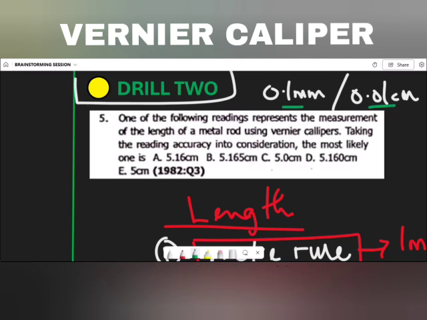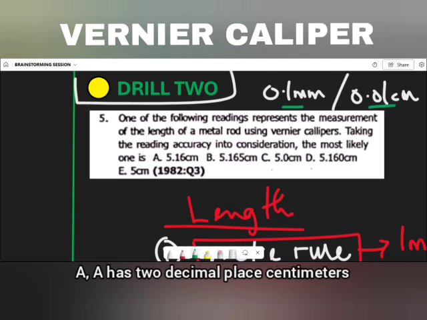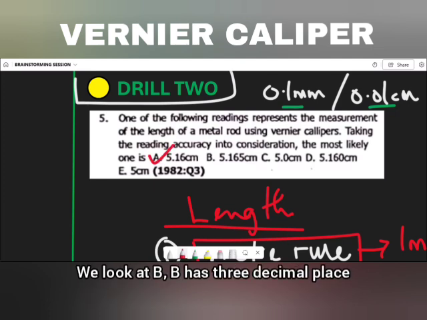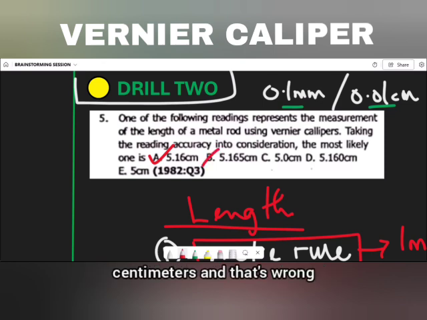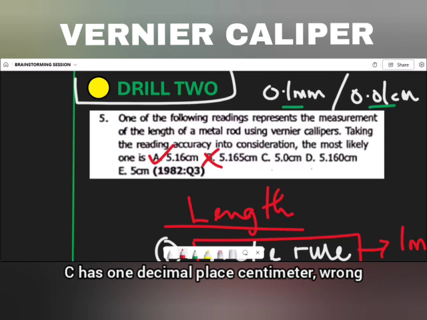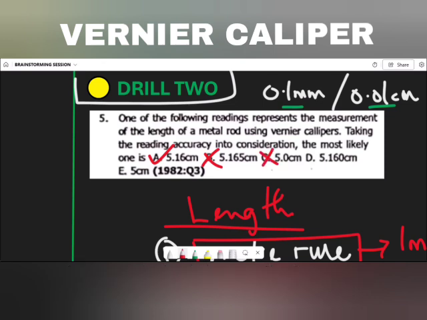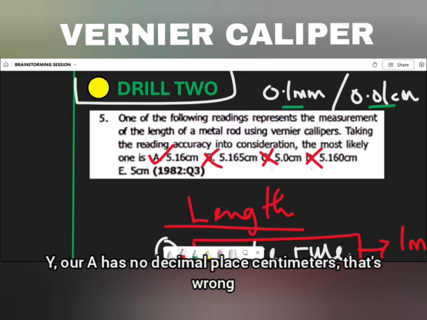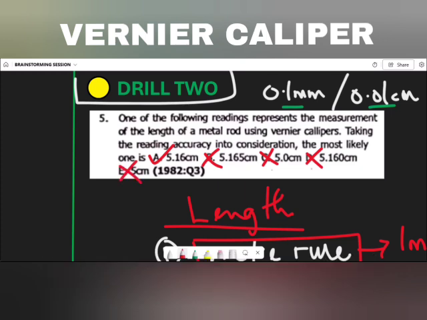Let's look at it. A has 2 decimal places in centimeters. I think A sounds correct. If you look at B, it has 3 decimal places in centimeters, and that's wrong. C has 1 decimal place in centimeters, wrong. D has 3 decimal places in centimeters, wrong. While E has no decimal place in centimeters, that's wrong.